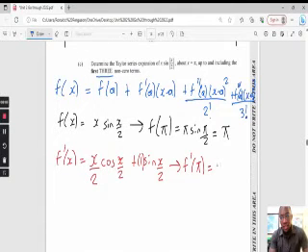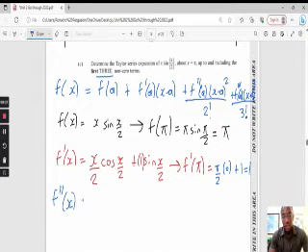So this would be pi over 2 times cos pi over 2, which is 0, plus sine pi over 2, which is 1. So notice we get 0 plus 1, which is just 1. And finally we need f double prime of x. So we're going to have to differentiate this now.